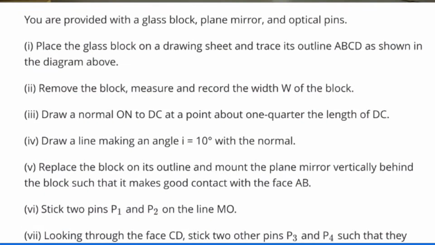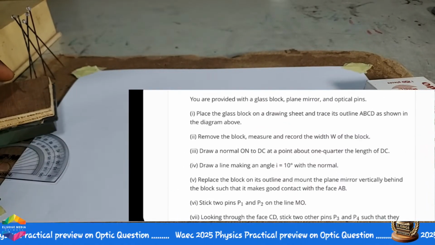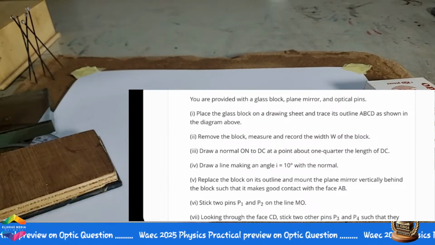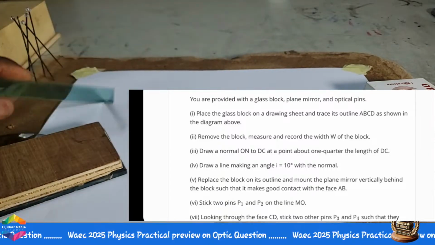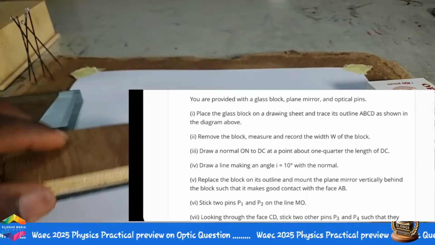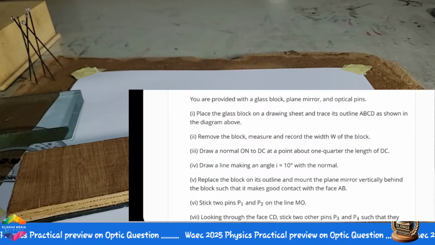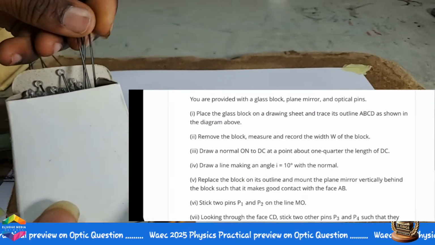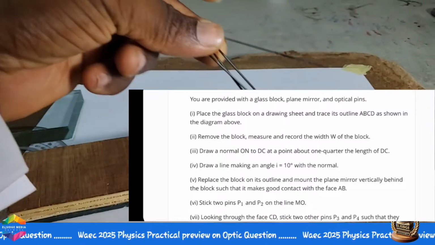You are provided with a glass block, a plane mirror. Now this is the glass block. I want you to be reading the question somewhere. You are provided with a glass block, a plane mirror, optical pin. The optical pins are here. You can see these are new ones, this set. So I'll be needing just 4 of these optical pins.